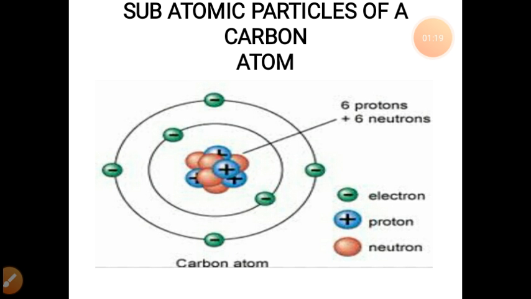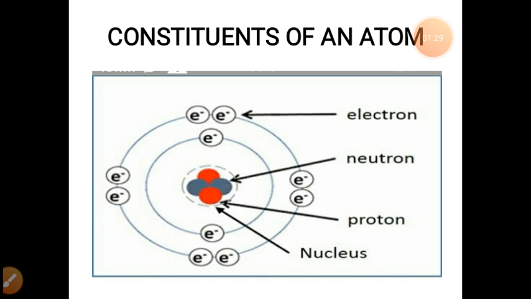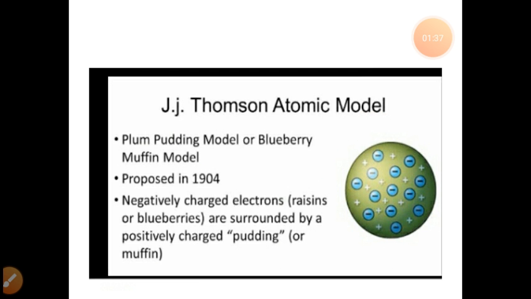This slide shows the subatomic particles of a carbon atom. 6 protons and 6 neutrons are there in a carbon atom. Now, what are the constituents of an atom? Electron, neutron, proton, and nucleus. These are the constituents of an atom. Dalton's theory of atom was proved wrong by the discovery of electrons and protons, which are smaller than atoms. Now we will discuss how the electrons and protons are arranged in the atoms.